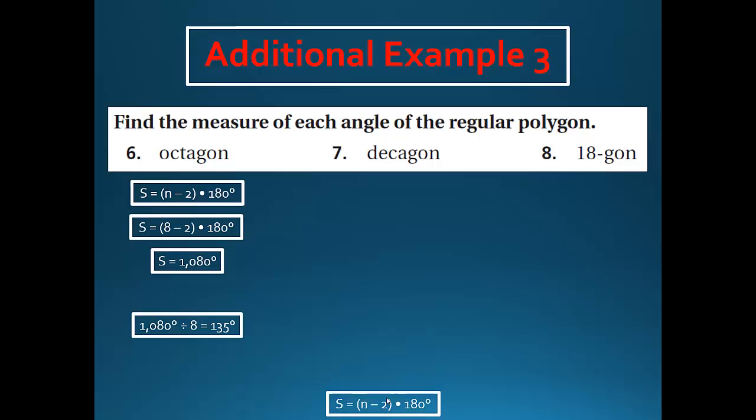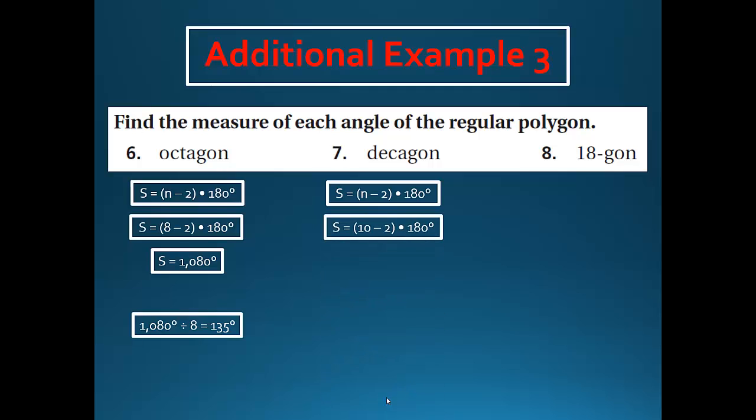So first we'll start with our formula, S equals the quantity n minus 2 times 180 degrees. And we're going to substitute in 10 for n, because a decagon has 10 sides. So we're going to have S equals the quantity 10 minus 2 times 180 degrees. 10 minus 2 equals 8, and 8 times 180 is 1,440, so S equals 1,440 degrees. Now we're going to take 1,440 and divide it by 10 to see how much each angle would equal. And when we divide 1,440 degrees by 10, we get 144 degrees.